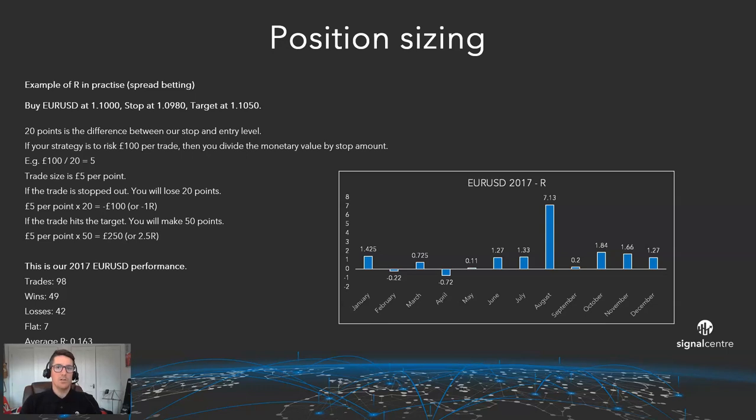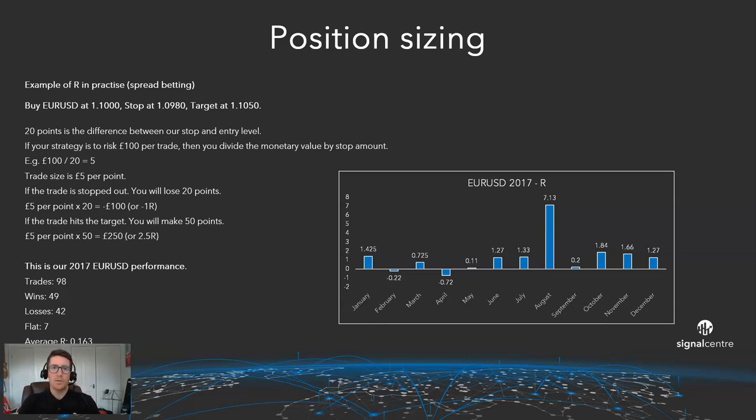Now this is talking about position sizing using spread betting. I know a lot of you are trading using MT4, therefore you need to calculate lot sizes. I'll come on to that. The calculation for that is a little bit different and a bit more complicated. But just to try and make it easy for you in spread betting terms to start with, we've got a trade set up here in Euro US dollar.